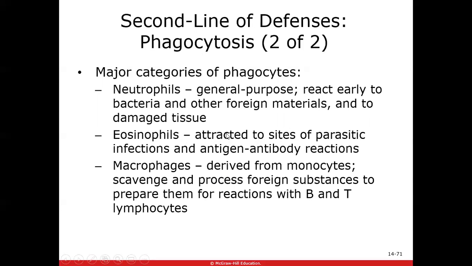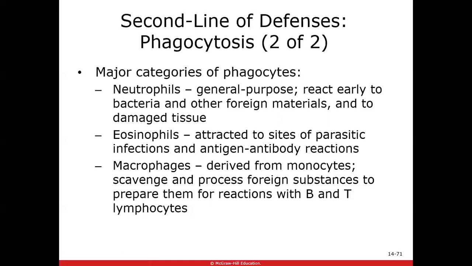So major categories of phagocytes. You have neutrophils, eosinophils, and macrophages. So neutrophils are general purpose phagocytes. They react early to bacteria and other foreign materials and also to damaged tissue. The eosinophils are attracted to sites of parasitic infections, and also to antigen antibody reactions.